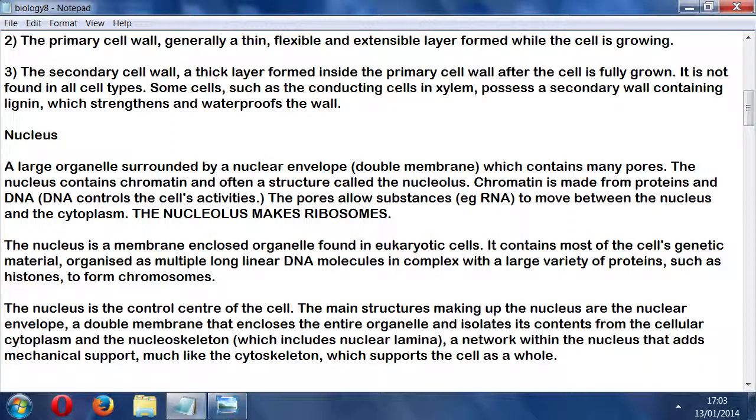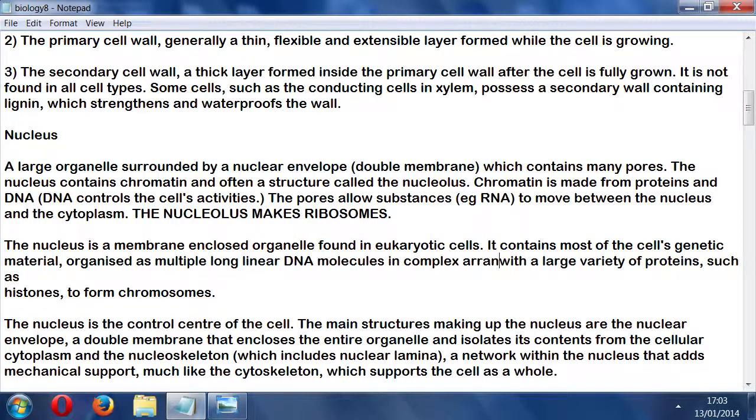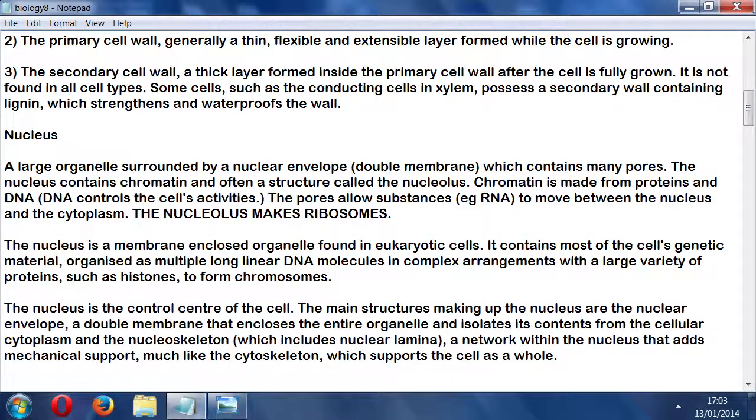It contains most of the cell's genetic material, organized as multiple long linear DNA molecules in complex arrangements with a large variety of proteins, such as histones, to form chromosomes. The nucleus is the control center of the cell.